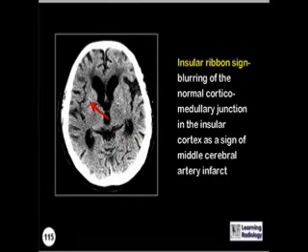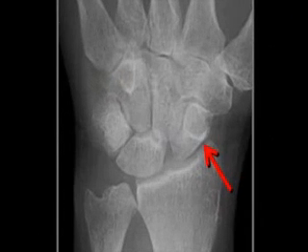This is the insular ribbon sign, blurring of the normal corticomedullary junction in the insular cortex as a sign of early middle cerebral artery infarction. What is the name of this sign?